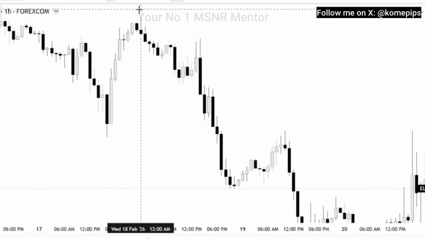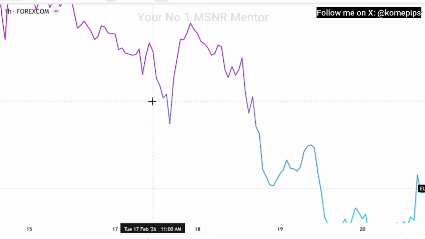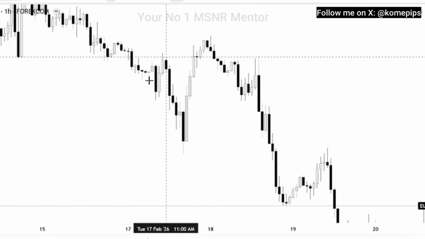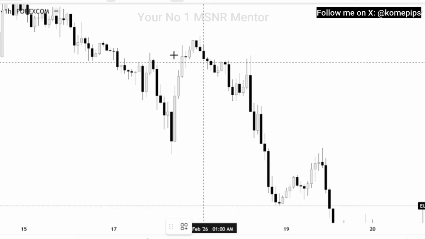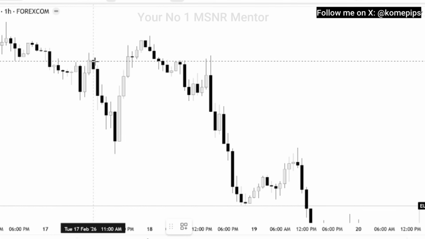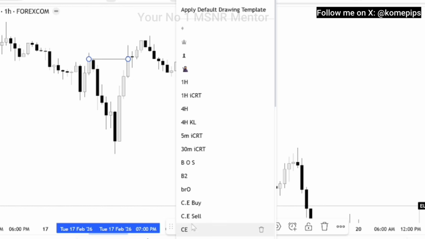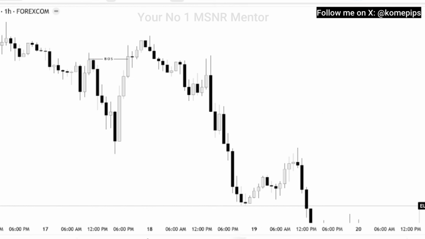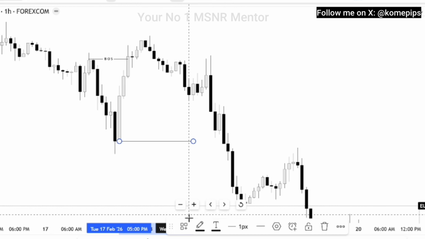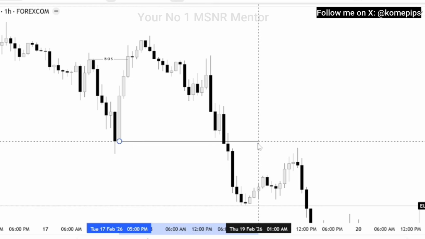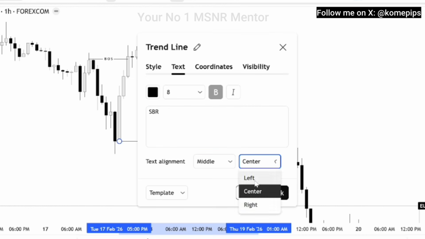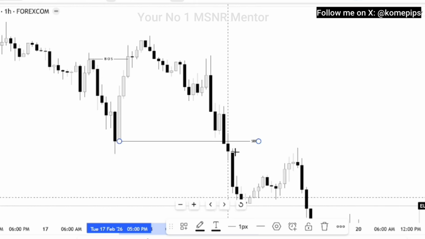So let's check live examples, and let me give you a scenario of how some of these things pan out. You know that in MSNR we make use of the line chart a whole lot. So let's look for some examples. One thing you need to consider is this: we have a break. Let's say this was our break of structure, and in SBR and RBS, our break of structure becomes the sweep, and this becomes our SBR. Let's push this forward.